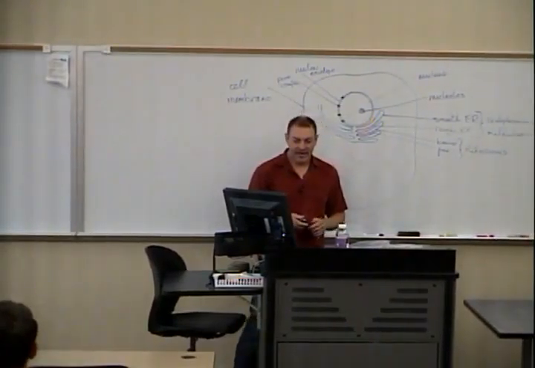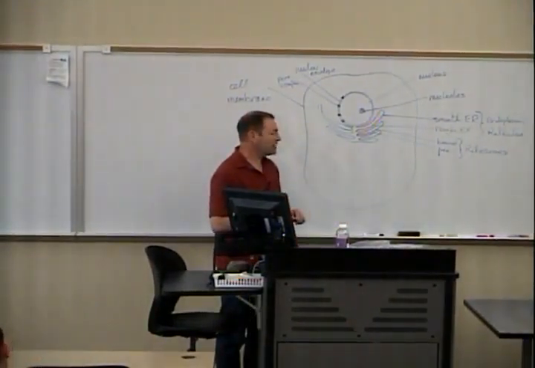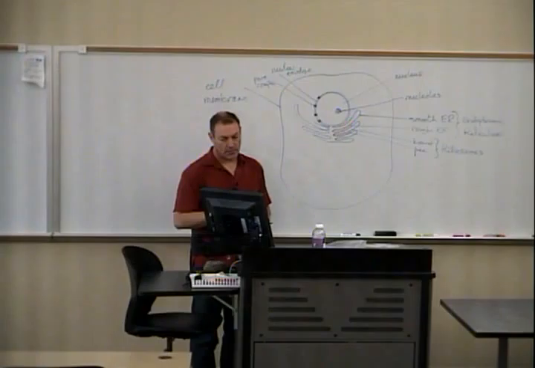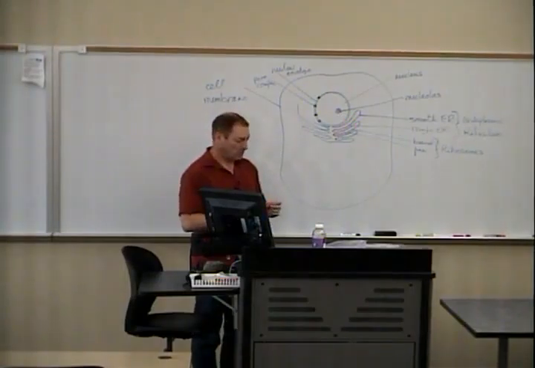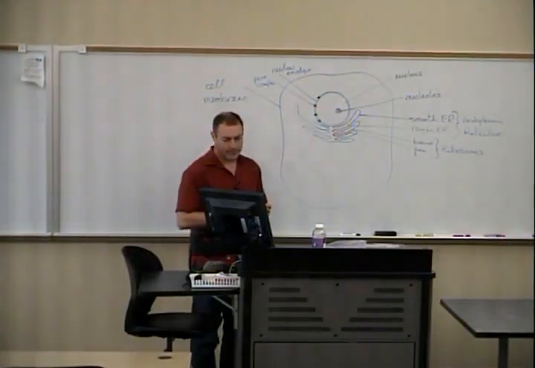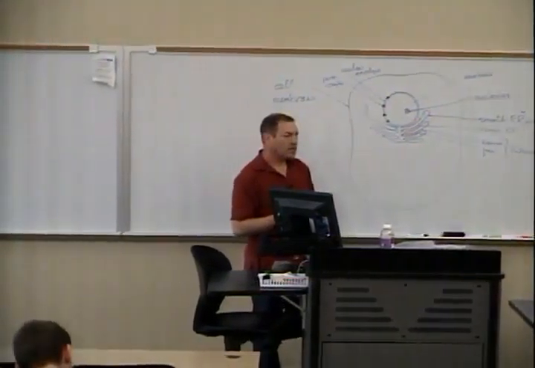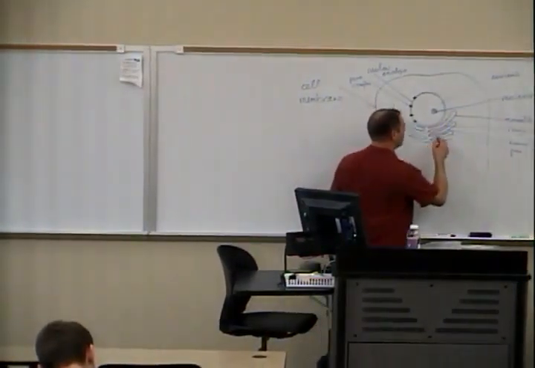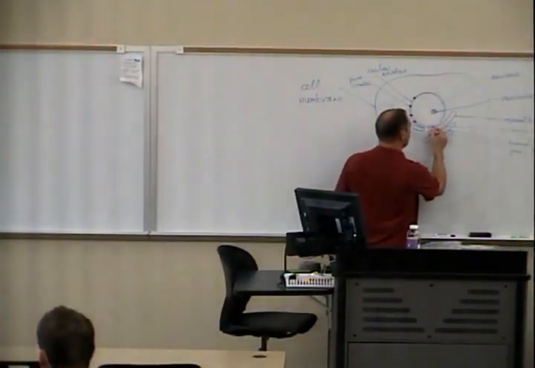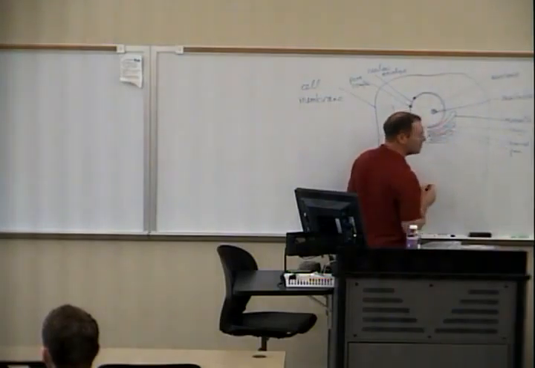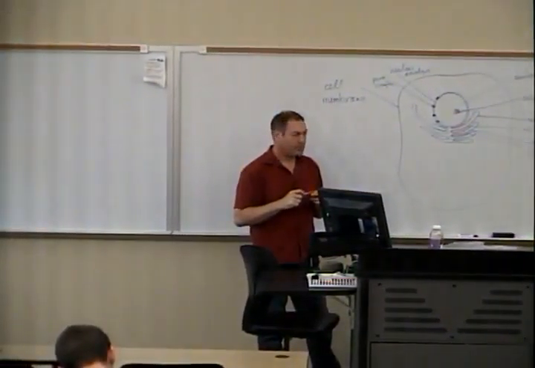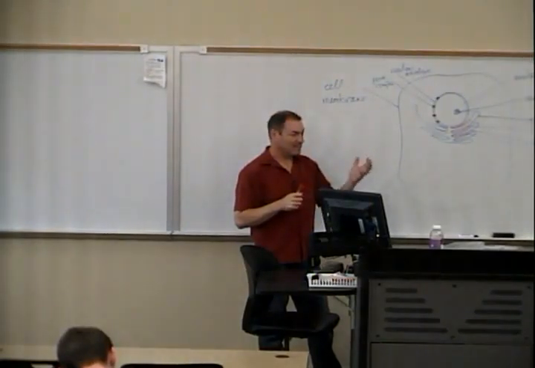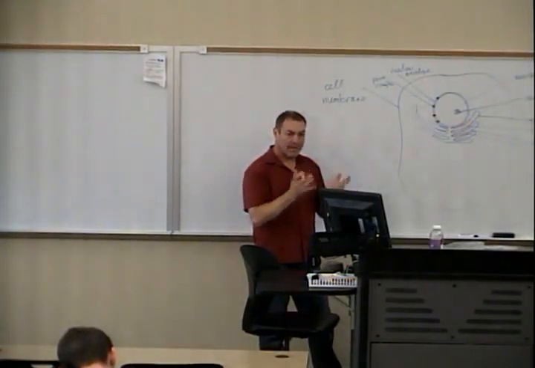So the other place you're going to find them is on the outside of the endoplasmic reticulum. We call those the bound ribosomes. Now you can also find ribosomes on the outer membrane of the nuclear envelope. But a bound ribosome is one that's attached to a membrane.